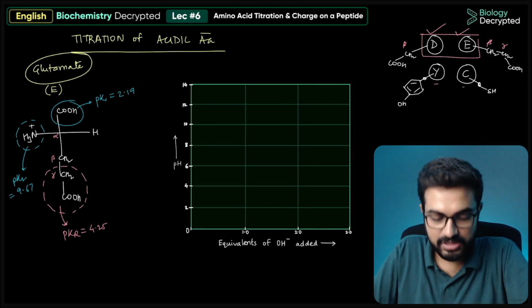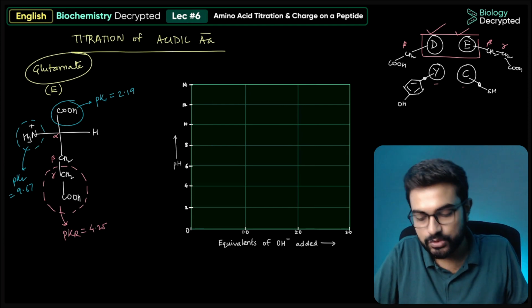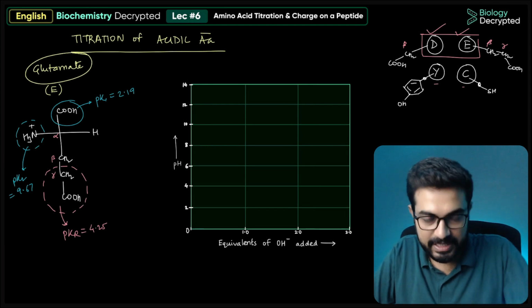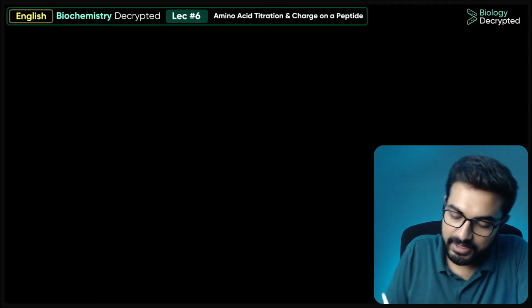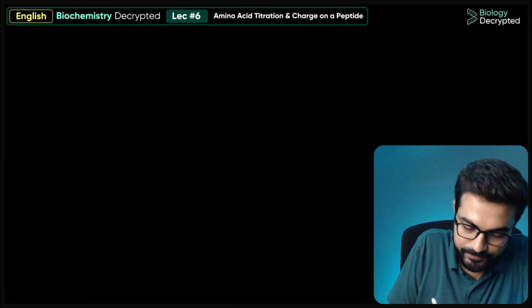What we are concerned about, this graph basically corresponds to glutamate and aspartate. Now let's talk about the ionization of glutamate. Let's look at the structure of glutamate.